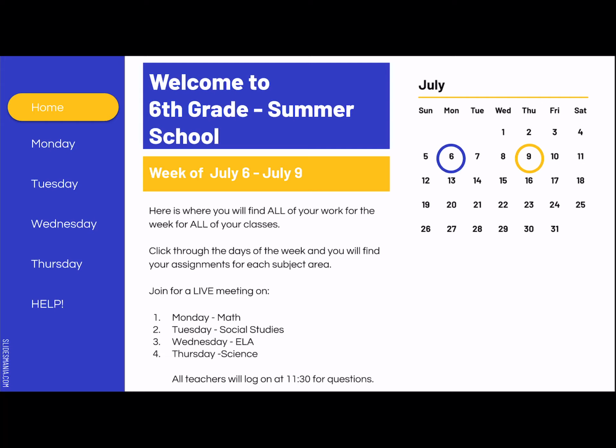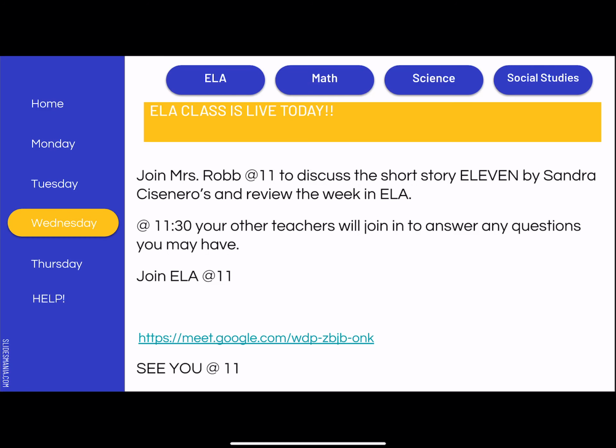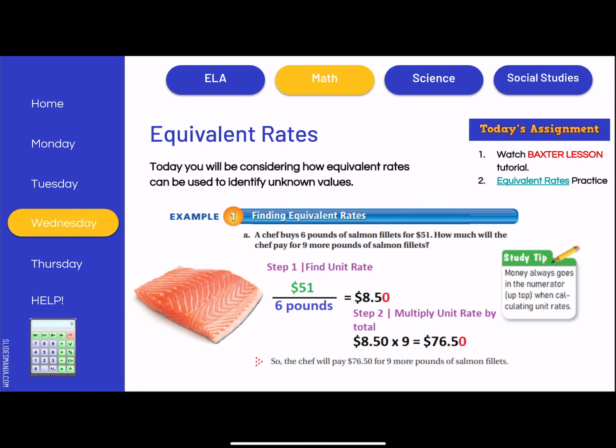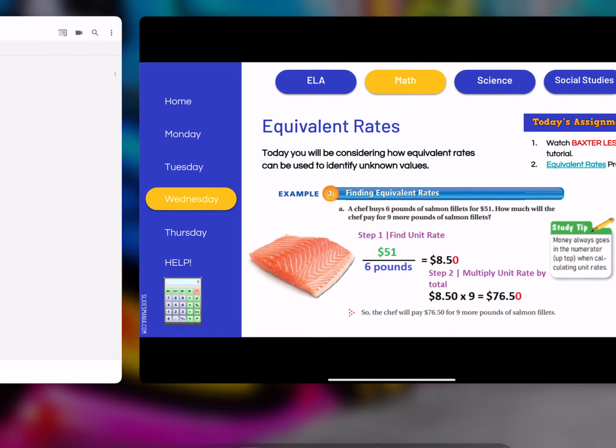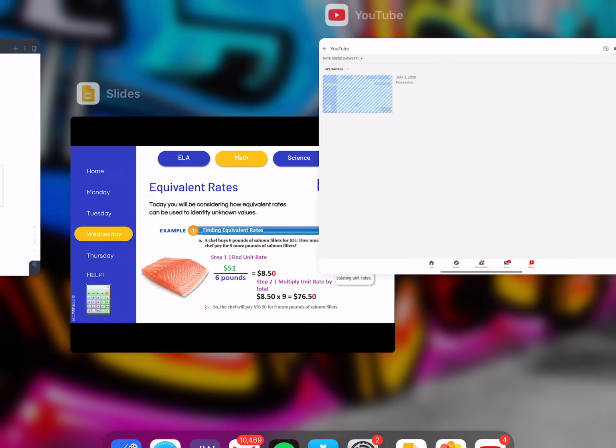Today is Wednesday, so let me go to the Wednesday tab. We are working with math, so math tab. Today, what we will be discussing is equivalent rates. We have an example here that's already worked out. If you already viewed that, that's great. We're still going to go ahead and look at it though. So let's go ahead and do that now. Uh-oh, wrong one.